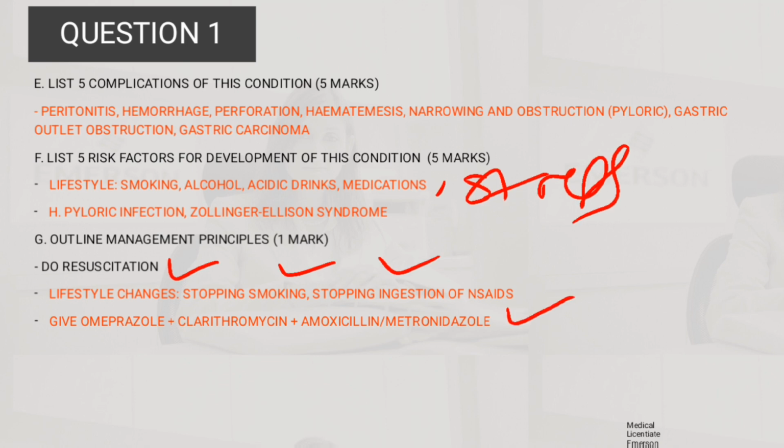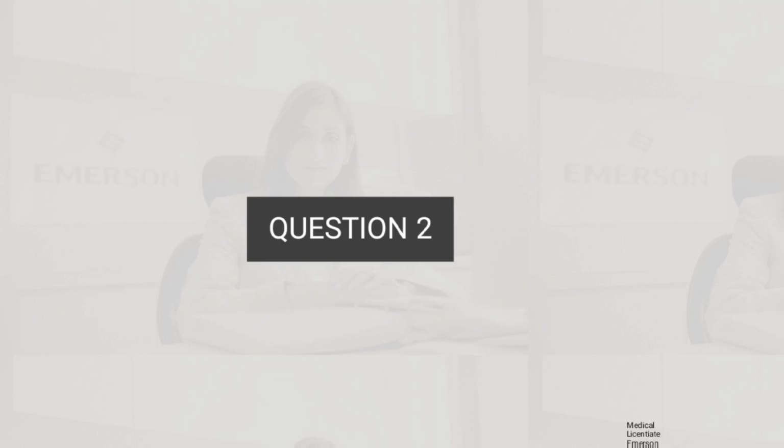amoxicillin, or metronidazole. In a case where there is no clarithromycin, that's only when people find themselves prescribing both amoxicillin and metronidazole. But in the actual sense, it's supposed to be clarithromycin with either amoxicillin or metronidazole. But if clarithromycin is not available, then you opt for both amoxicillin and metronidazole. Okay, so typically that's the end of question 1. Then you can go to question 2.